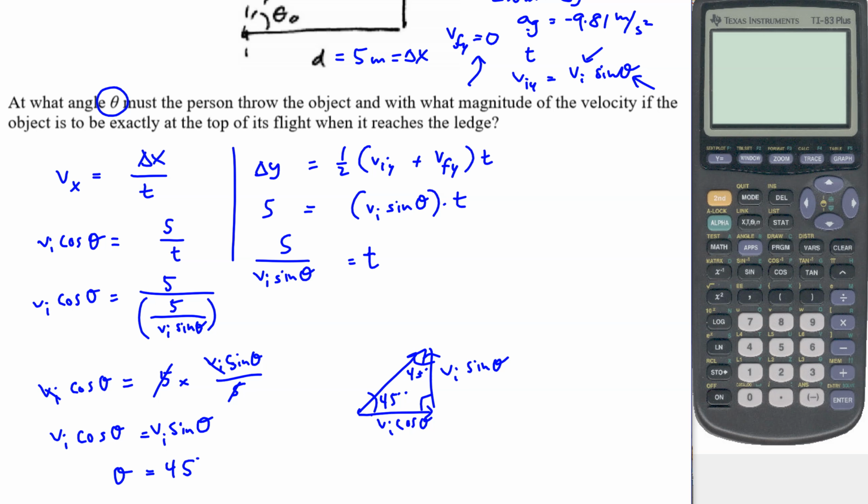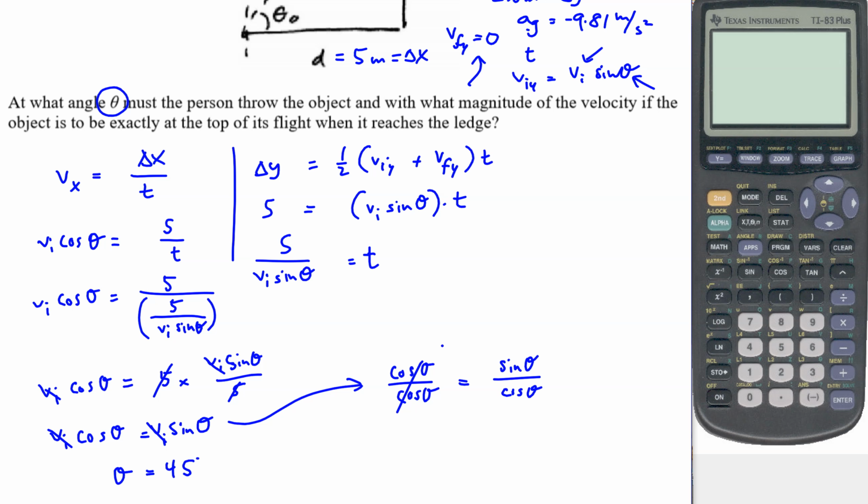Now it is possible to solve for this. If you cancel VI, then divide both sides by cosine of theta. Cosine of theta divided by cosine of theta on the left is going to turn into 1. This, of course, is 1. Sine over cosine, that's the trick we learned earlier, is equal to tangent. So theta is equal to the inverse tangent of 1. And guess what that gives us? Inverse tan of 1, 45 degrees.